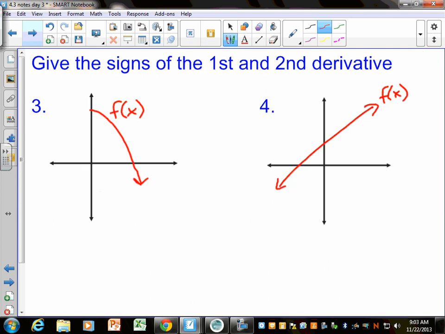What if I gave you things like this? These are original functions, f of x. It says, give the signs of the first and the second derivative. And this is the connection that we want to start making before we have a test. If you see a graph, you should be able to tell me what you know about the first and the second derivative by just looking at that. Because the first derivative has to do with increasing and decreasing. The second derivative has to do with concavity. So you should be able to tell me what you know about those derivatives by just looking at these functions.